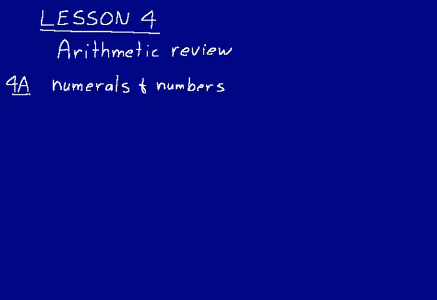Part A is on numerals and numbers. Now, we use symbols to represent an idea of a quantity. For example, I could draw a couple of circles on the board, and that would give us the idea of 2. I could also represent the idea of 2 by a symbol, such as 2, or even a fraction, because 4 divided by 2 also equals 2. So in arithmetic, we use numerals, such as 2. 2 is a numeral. We use those to represent the value or a number.